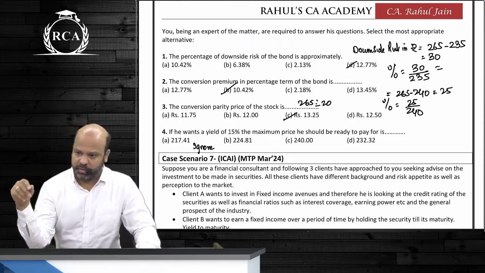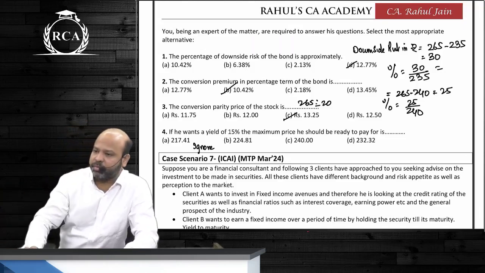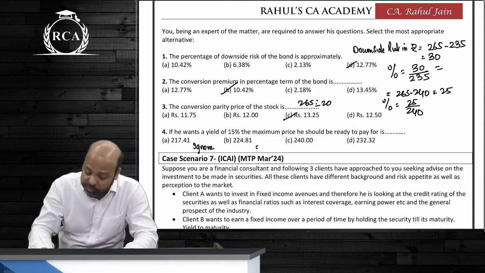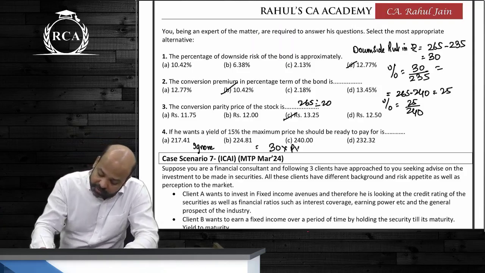Are we clear, guys? Now can you arrive at the intrinsic value of a bond, beta? I already wrote the coupon amount. 30 rupees you have to discount at what rate? 15%. For how many years? 30 rupees you will discount at 15% for 5 years.